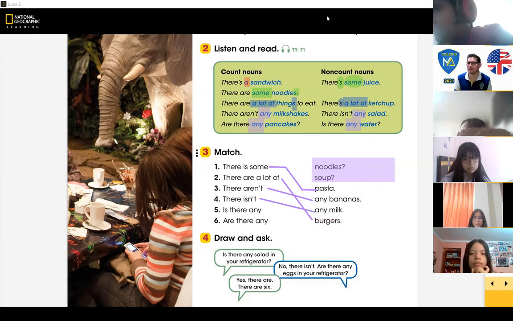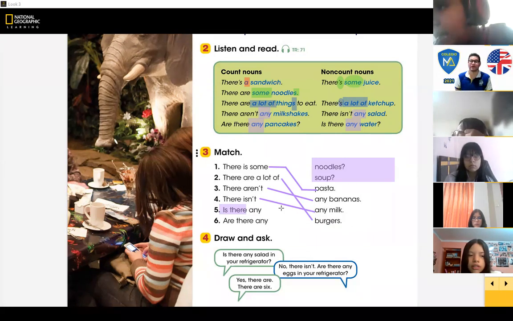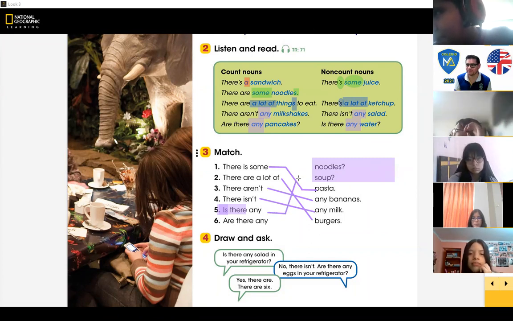Vamos a la siguiente part. ¿Qué te dice aquí? Is there any? Si empieza con is there, ¿es affirmative, negative or question? Question. Pregunta, ¿no? Y esta pregunta está en singular o plural. Singular. Entonces, ¿cuál será lo correcto? Is there any soup? Soup. Very good. Is there any soup? Right?